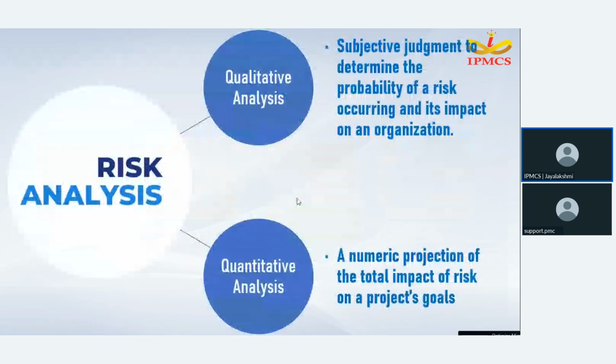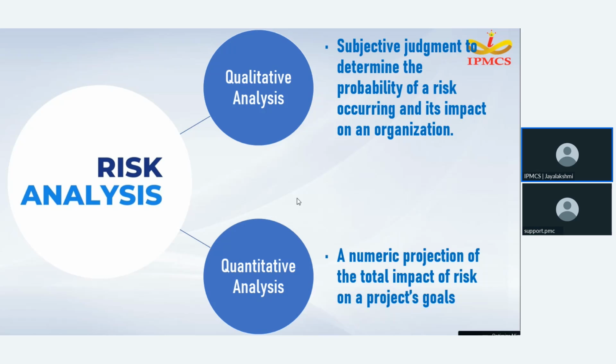Now the risk analysis. Let us move deeper into the risk analysis. There are two types of risk analysis: qualitative analysis and quantitative analysis. Qualitative analysis is mainly a subjective judgment in determining the probability of a risk occurring and its impact to an organization. So it focuses on understanding the risk nature, characteristics, and its potential impact. Therefore, the analysis may include surveys, diagrams, research, and comparative study, etc. This is completely based on a person's perspective, how he is seeing that risk.